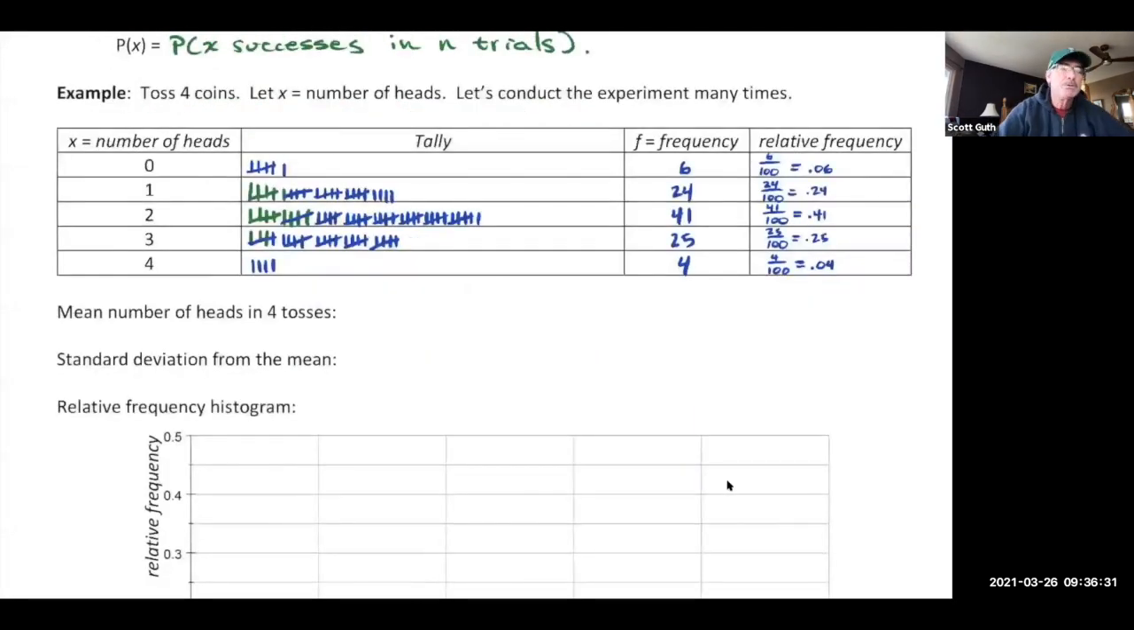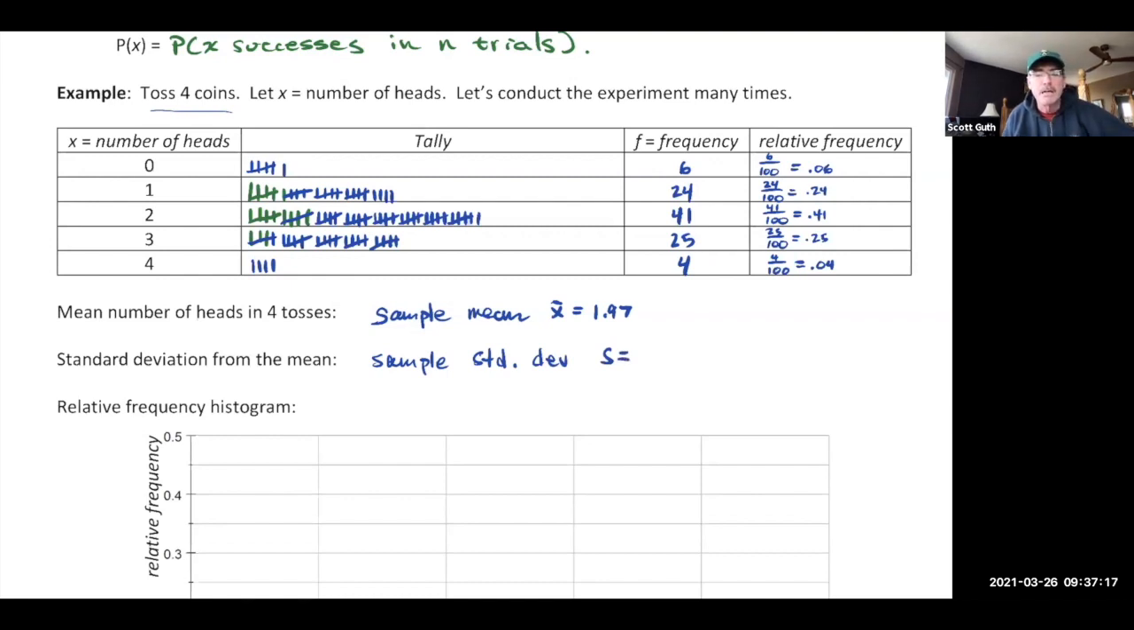Okay, so just to reiterate what we got in Excel, the mean was 1.97. So this is sort of a sample mean because it's not every possible experiment where I toss 4 coins. I just did it 100 times. So this is a sample mean. So I'll call it X bar. It was 1.97. Okay, and then the standard deviation from the mean. This is a sample standard deviation also. So this is S, which came out to be 0.948, we'll say. Okay.